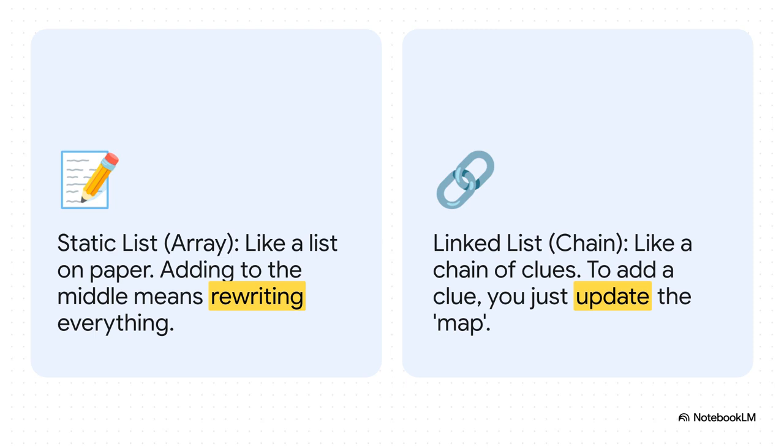You want to add a new clue? No problem. You just do this little trick. You find the clue right before where you want to add the new one. You change its map so it points to your new clue, and then you make your new clue's map point to the one that used to be next. That's it. You're done. No mass erasing, no rewriting the whole thing. It is just pure flexibility.